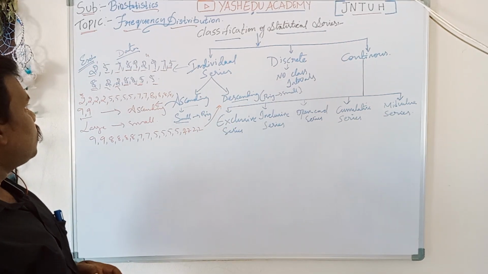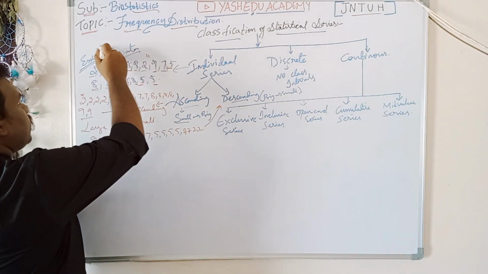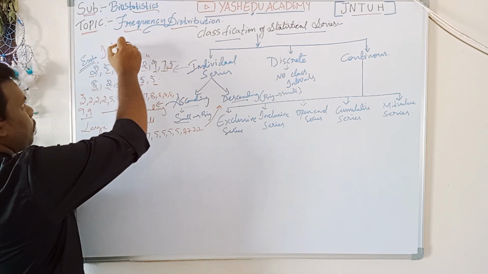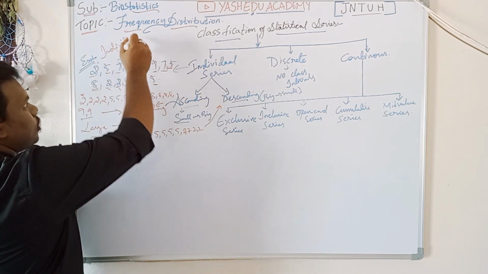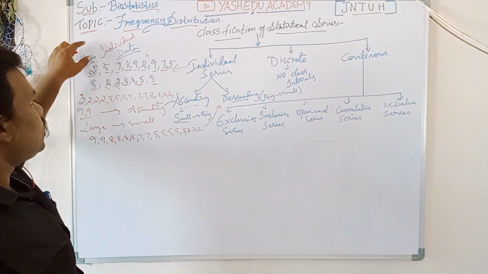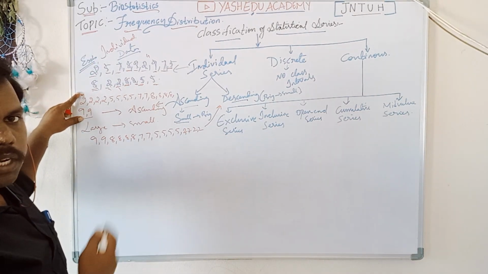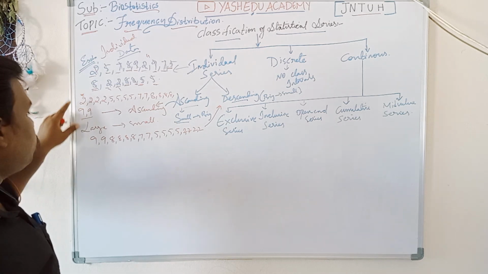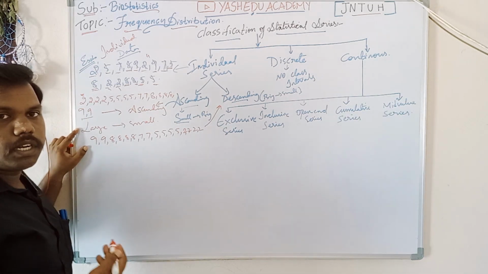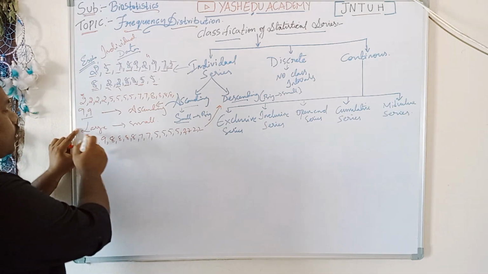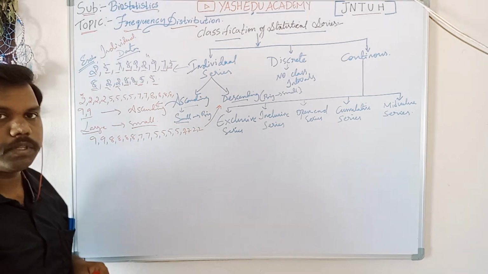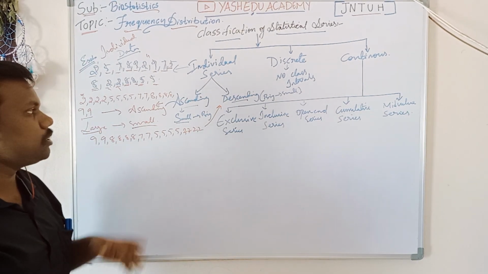Now this is the individual data. The individual data is written in the ascending format in this way, from the least number to the highest number, and when it comes to the descending order, it is written from large to small, means from the biggest number to the smallest number.